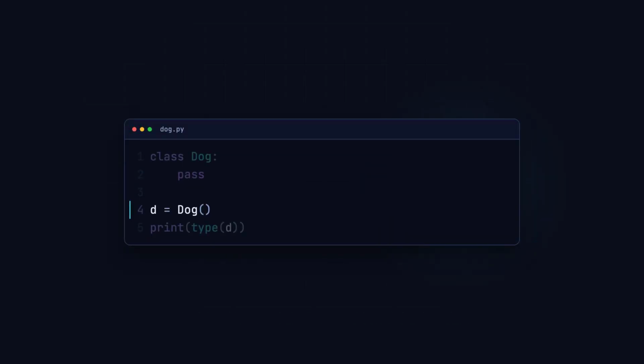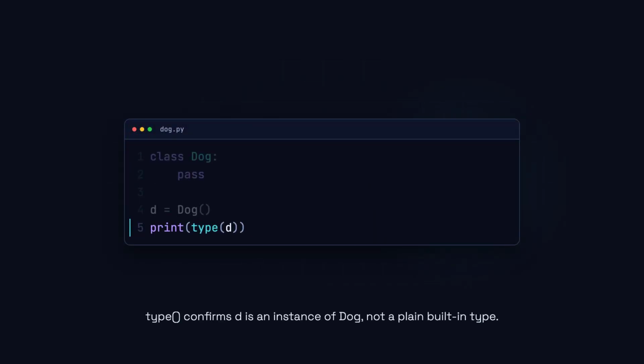On line 4, we call Dog with parentheses, just like calling a function. This creates a brand new object and stores it in the variable d. That object is called an instance of Dog. Passing d to the type function tells Python to report what kind of object d is. It will print the class it belongs to, confirming that d is truly a Dog.